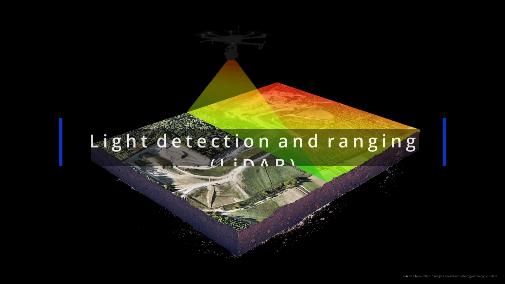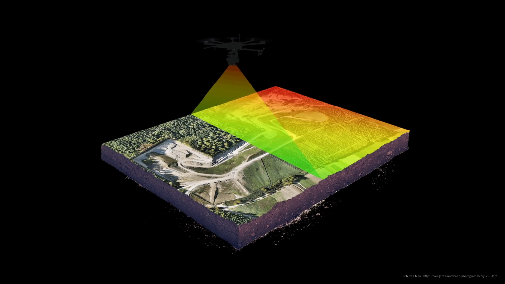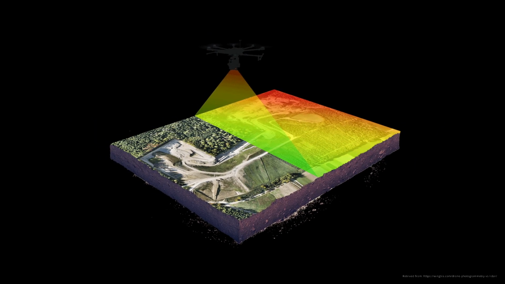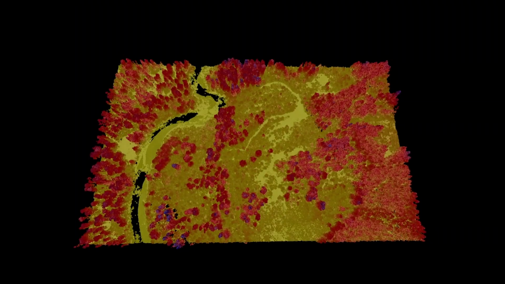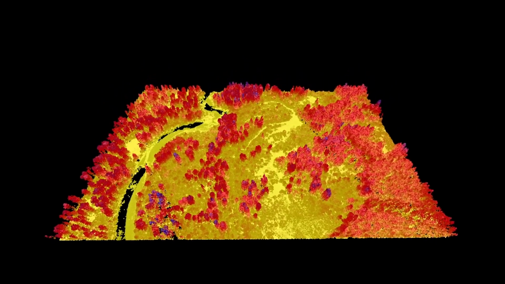The first sensor technology that we will talk about is light detection and ranging, commonly referred to as LiDAR. The easiest way to think about this technology is that it is a laser rangefinder that records distance from a known location thousands of times per second. Using all these readings, a 3D model of an object or landform can be developed.